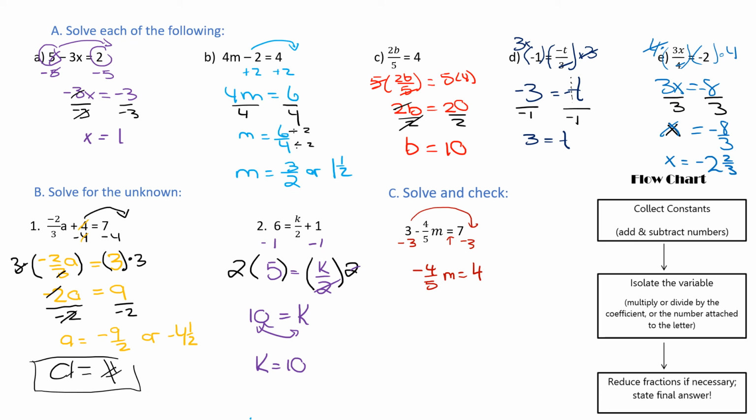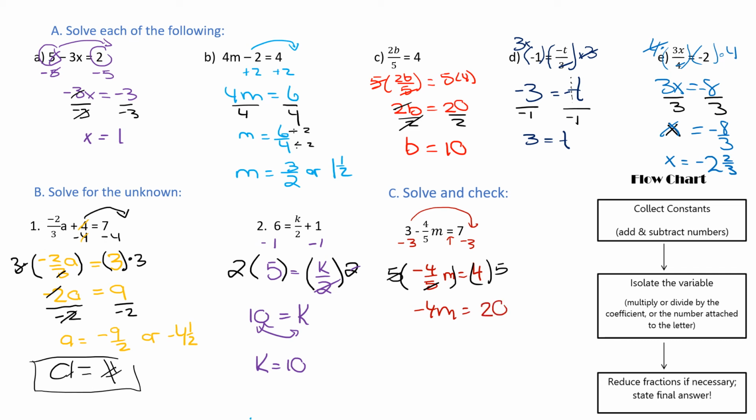Now I'm on step 2, isolate the variable. We've done this several times now. To get rid of the denominator of 5 there, I'm going to multiply both sides by 5. They cancel out. Now you only do this when it's a coefficient, when it's part of the m. I now have negative 4m equals 20.